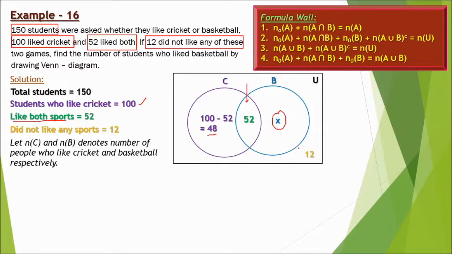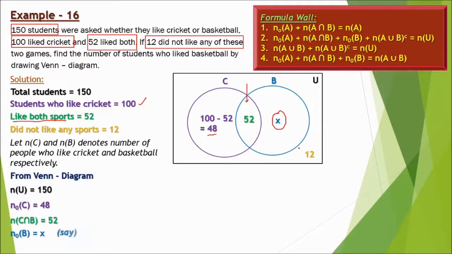And 12 is outside of the circle. From the Venn diagram, 12 did not like either basketball or cricket. NU is 150, the total. Another piece of information: only cricket is 48, and the intersection is 52. As we have supposed, only basketball is X, and 12 is outside of the ring, the complement of cricket union basketball. That's 12.